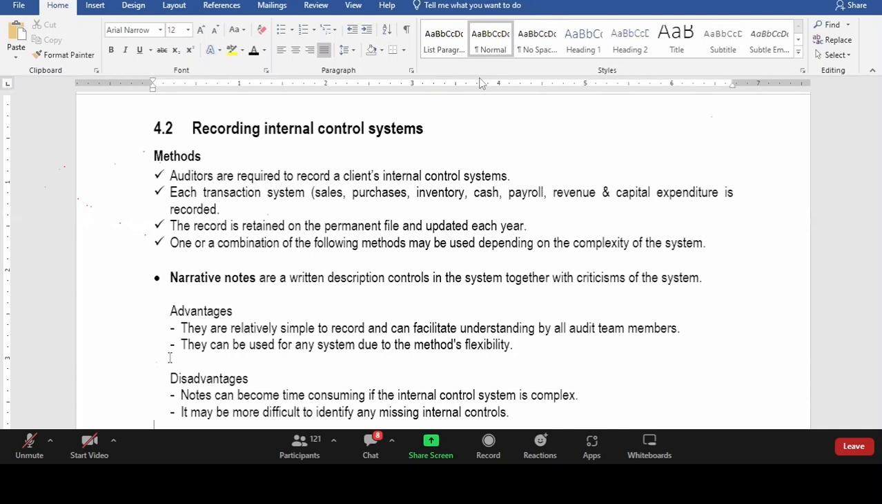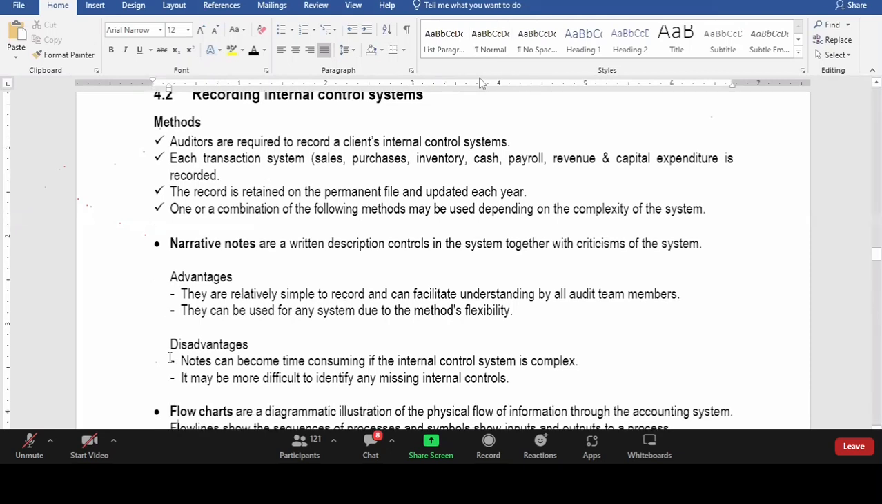Now, of course, when we record the system, the record is kept on the permanent file and it's updated every year. And we use one or a combination of the following methods. So what method does the auditor use? These are the methods we have used in other subjects. I think you did them in IT or in research methods. So we are not going to spend much time.